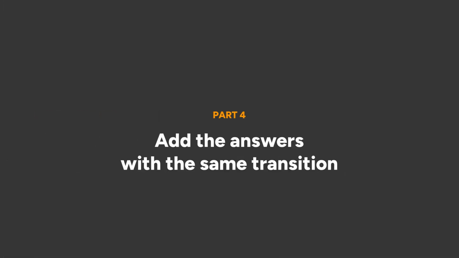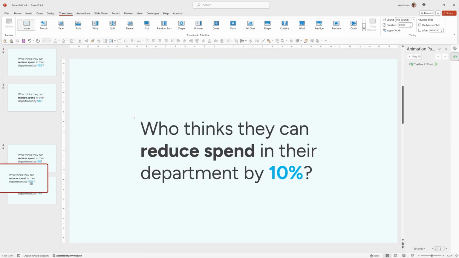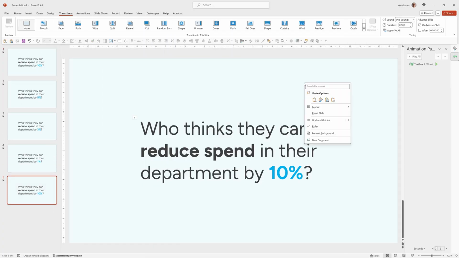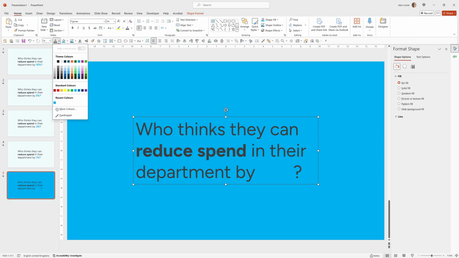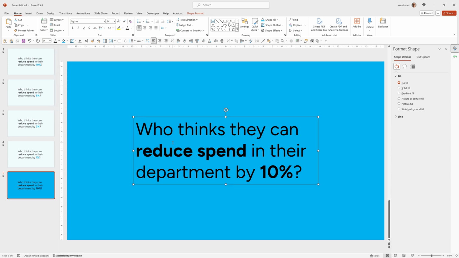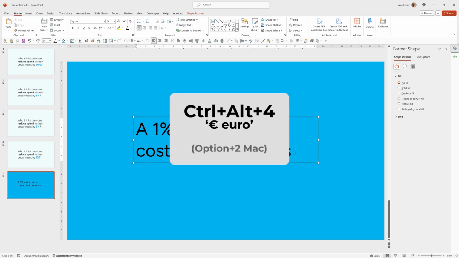Now we'll quickly add what that could mean. So we'll go to slide one and duplicate that and drag that to the end. And for this, I go to Format Background and I'm going to set the transparency on this to 0%. On this one, I'm going to make the text fully black and then highlight certain bits in white. So I'll type out my answer. To quickly get to a euro symbol, we can use Control and Alt on the keyboard and press the number 4 at the same time.